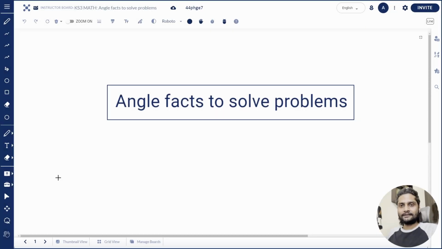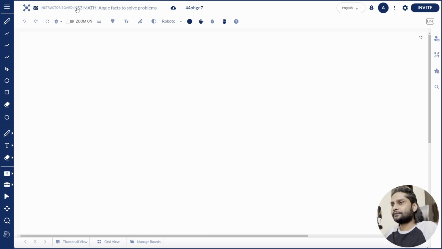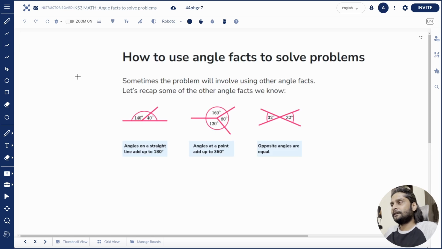Hello dear students, in this lesson we are going to talk about angles to solve problems. We have a few more concepts that we should be aware of so that we can apply and solve questions given with angles. The first property, students, is the linear pair property.